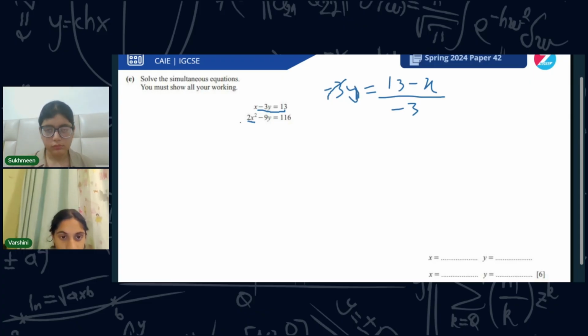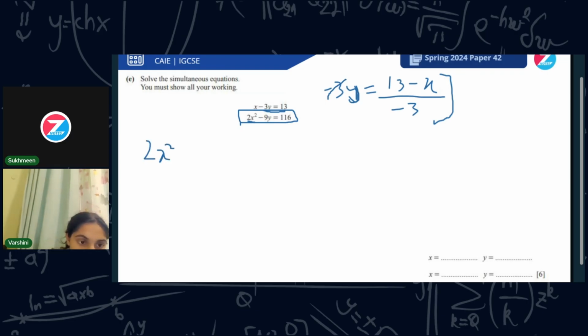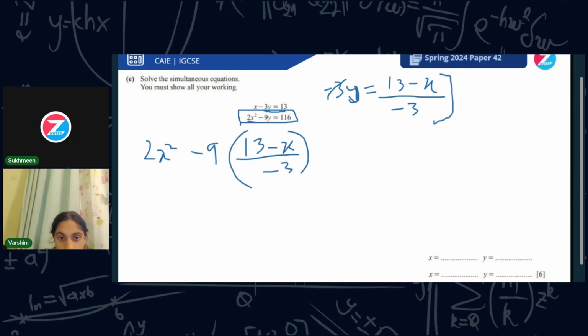And we also have this equation. So all we have to do is substitute. We know that y is equal to 13 minus x over minus 3, so we can substitute this value of y into the second equation. So we're going to rewrite this and make this 2x squared minus 9 into y. And we want everything in terms of x. So we're going to put that value of y that we just got. So we're going to put minus 9 into 13 minus x divided by minus 3, and we're just going to equate that to 116.